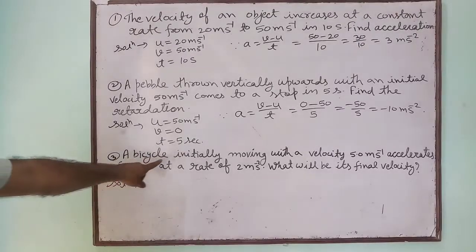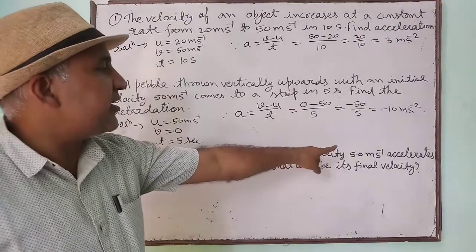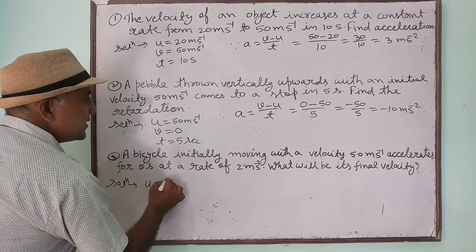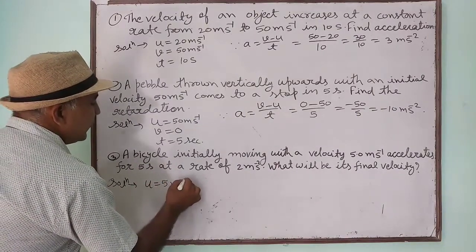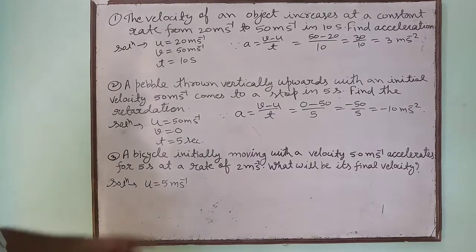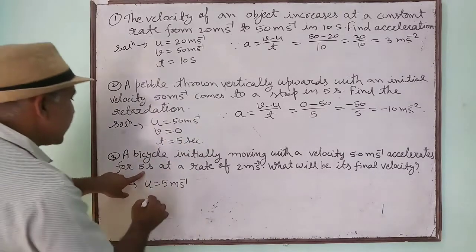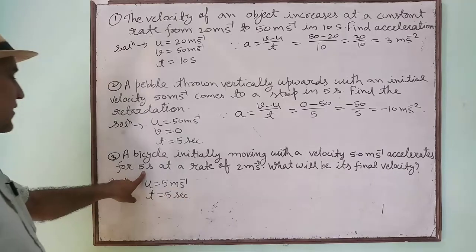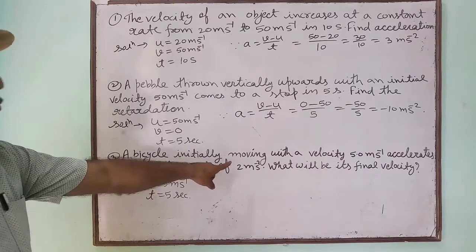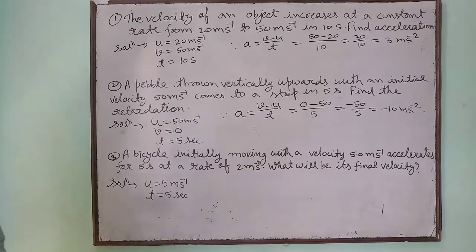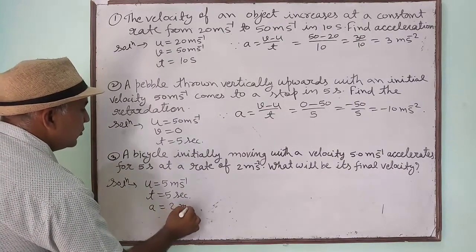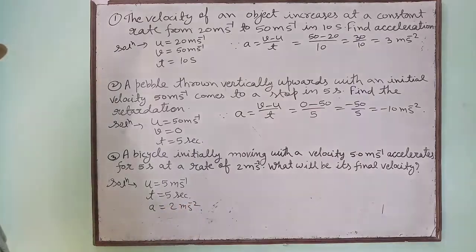A bicycle initially moving with a velocity 5 meter per second. See, what is the given point? Initial velocity is 5 meter per second. Accelerates for 5 seconds. That means time is given 5 seconds. At a rate of 2 meter per second square. Here acceleration is 2 meter per second square.